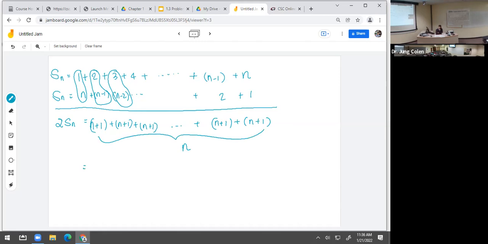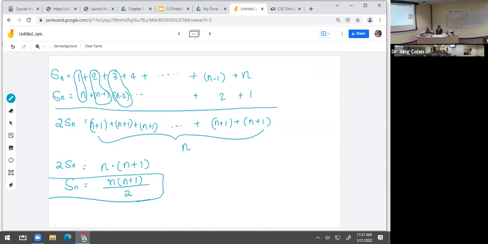So the repeated addition, we can change that to multiplication. n times n plus 1. Are we good? That is 2 times S of n. Then the sum of the numbers, I can divide both by 2, divided by 2. n times n plus 1. That is the sum of consecutive numbers for n terms.